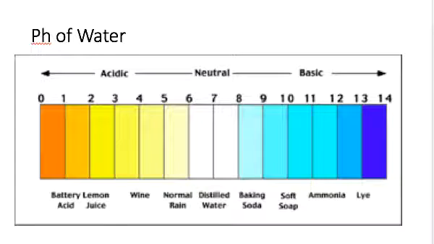The pH of water is 7. 7 is right in the middle of the pH scale. Anything above it or below it is an acid or a base. Anything below it is an acid, and anything above it is a base. You can see here the different types of substances per different types of pH.